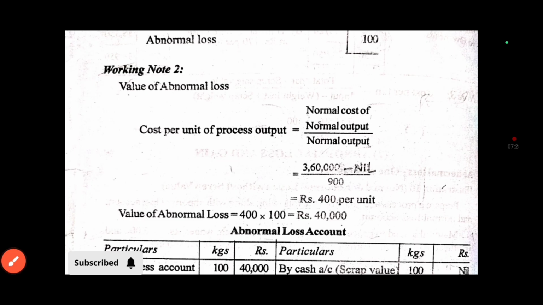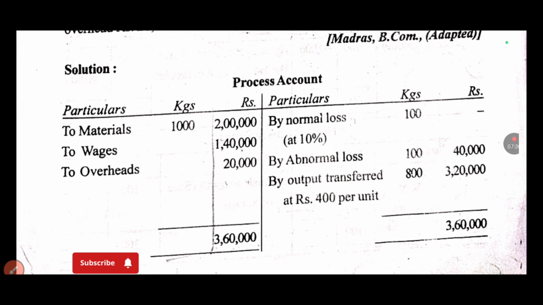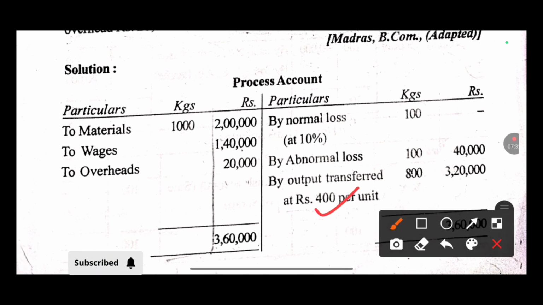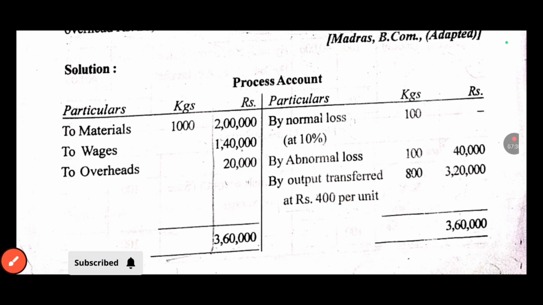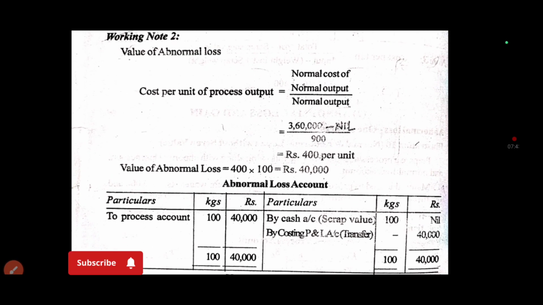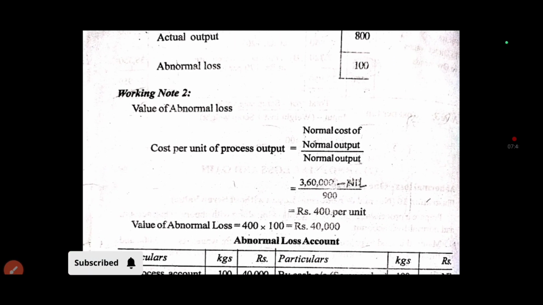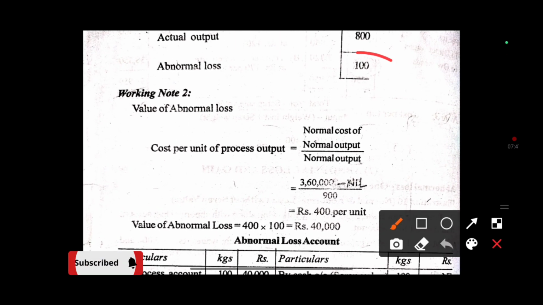So after finding out the cost per unit, that cost per unit is to be entered on the process account creditor side. Cost per unit value is 400 rupees. Enter on which side? Creditor side of the process account. Then it's very easy to find out the abnormal loss. Okay. So how much quantity of abnormal loss we got? 100 kilos. Okay. So what is the cost per unit? Cost per unit is 400 rupees. So cost per kilo is 400 rupees.